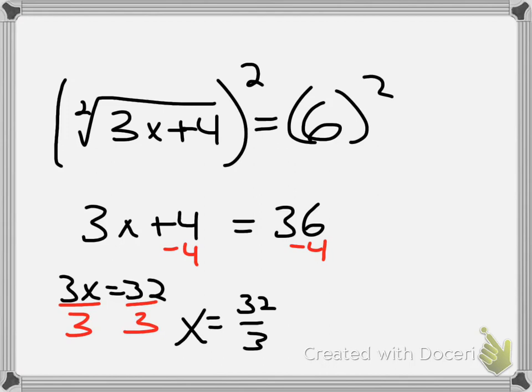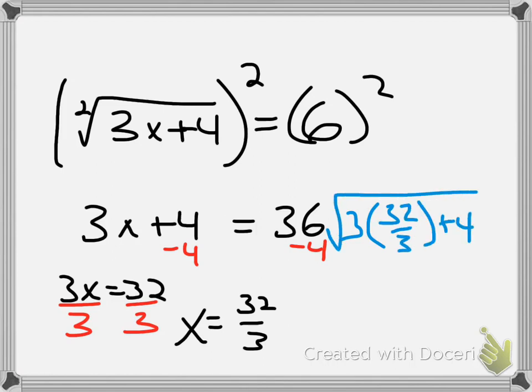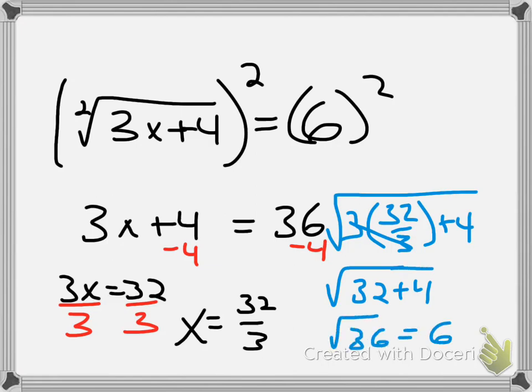So in this case, I'll say the square root of 3 times 32 thirds plus 4 inside my radical. My 3's will cancel out. I'm left with 32 plus 4. So the square root of 36 equals 6, and that was my original equation, so it checks out. So we've confirmed that our answer is 32 thirds.